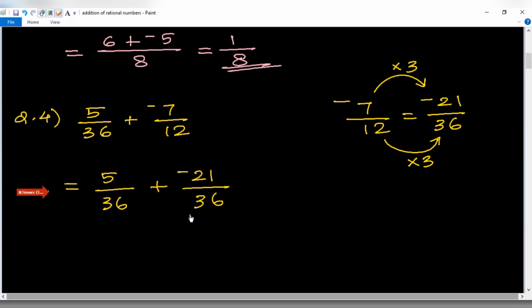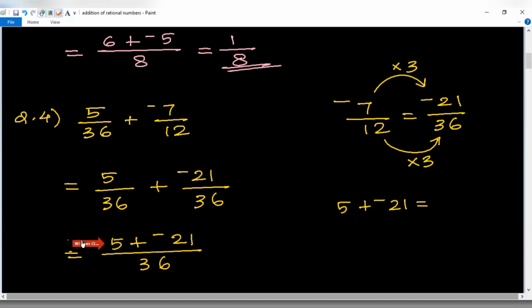See, now the denominators are the same. We can add the numerators directly. So it is 5 plus negative 21 all divided by 36. Now the numerators, 5 plus minus 21. See here, again we are adding a positive with a negative. Here the bigger one is negative. So the answer is negative. Then we have to subtract 21 minus 5. That is 16. Okay, so it is negative 16 here as the numerator, negative 16 by 36.